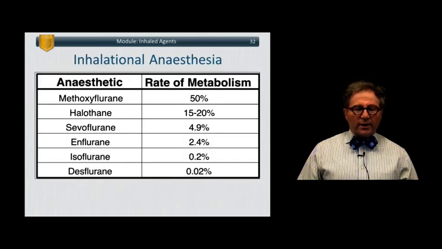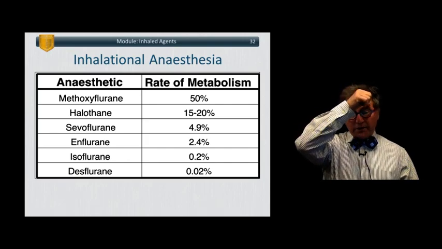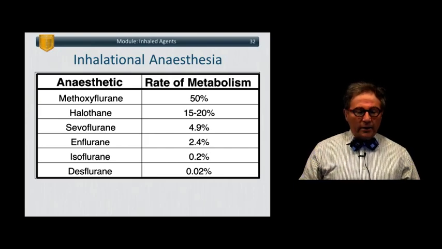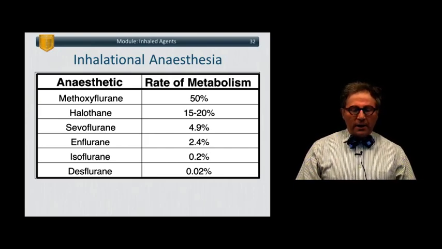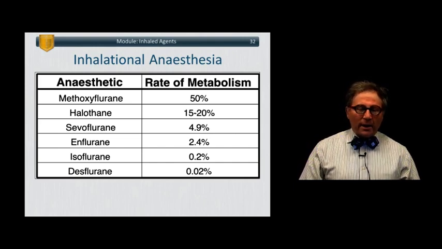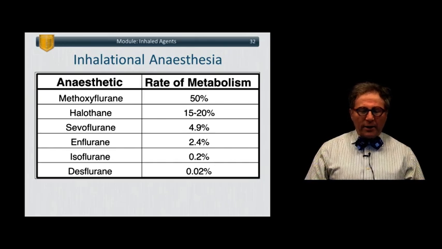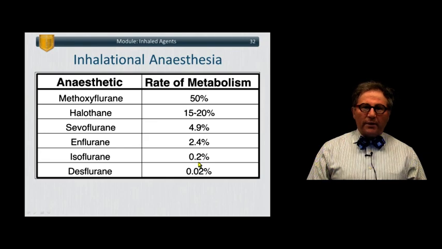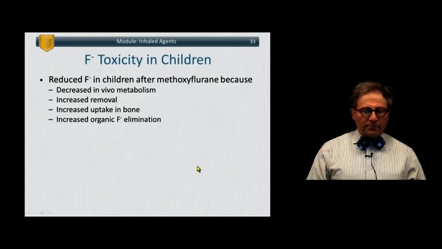Now let's spend a few minutes talking about the metabolism of inhaled agents. The anesthetics that are metabolized to the greatest extent are methoxyflurane and halothane, 50 and 20% each. But the newer agents are metabolized to a much lesser extent, with sevoflurane leading the pack at about 5%, enflurane, which is no longer available, and then isoflurane 0.2% and desflurane 0.02%. So the products of in vivo metabolism certainly are much reduced with these new inhalational agents.